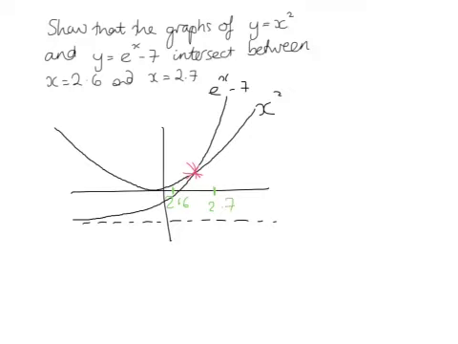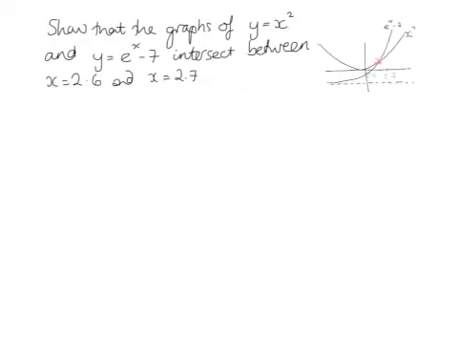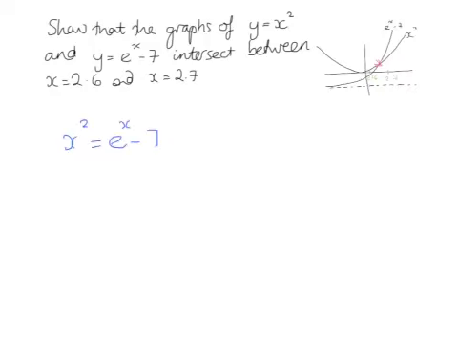So how are we going to prove that? Well, I'd like to use the same argument that I just used, the sign change argument, but nothing's changing sign between 2.6 and 2.7. Nothing's going from positive to negative. So what I'm going to do is rephrase the question in a way that allows me to use my sign change argument. So what's the question saying at the moment? It's saying that we need a solution to the equation x squared equals e to the x minus 7, and it's saying that that has a solution between x is 2.6 and x is 2.7.